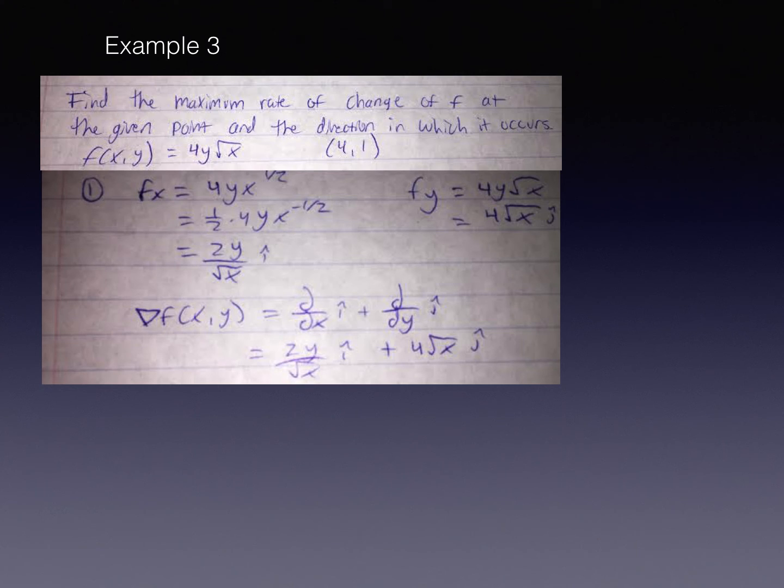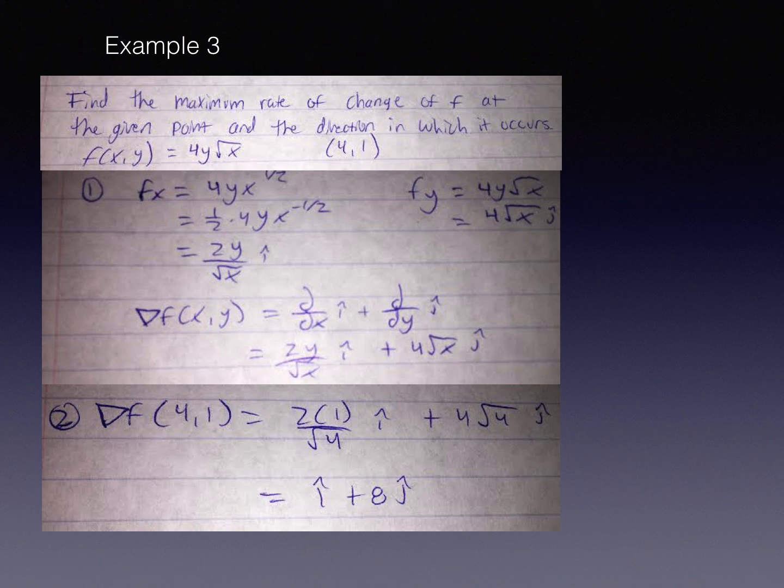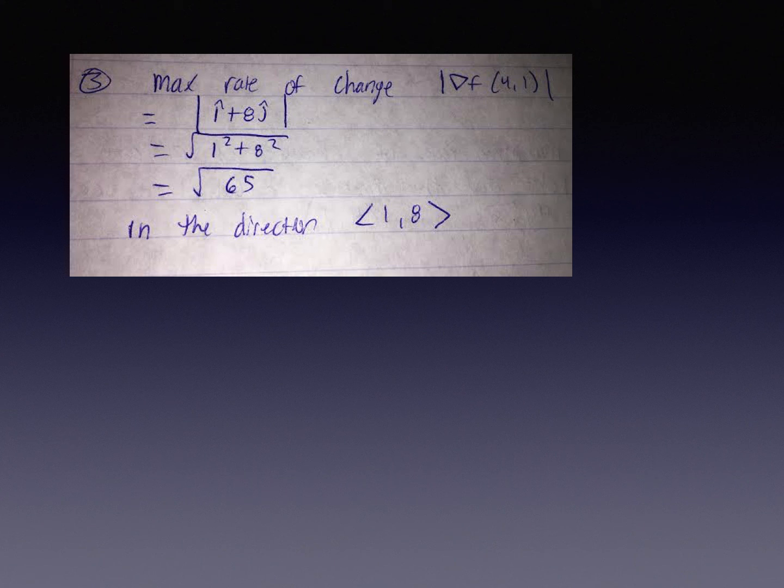The first step, again, we'll take each partial derivative. f_x is 2y over root x, and f_y is 4 root x. So the gradient vector of f(x, y) equals 2y over root x i plus 4 root x j. For the second step, I will plug in my point, 4, 1, and we get i plus 8j. And so the max rate of change is the magnitude of 1i plus 8j, and we get root 65. And this will occur in the direction 1, 8.